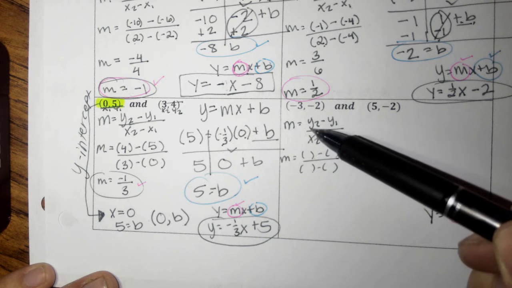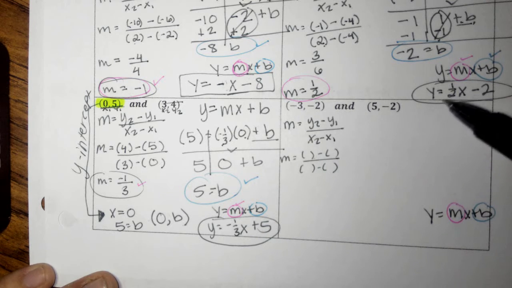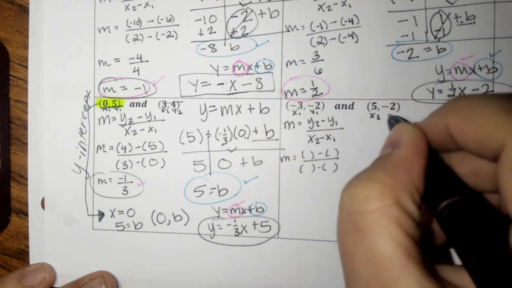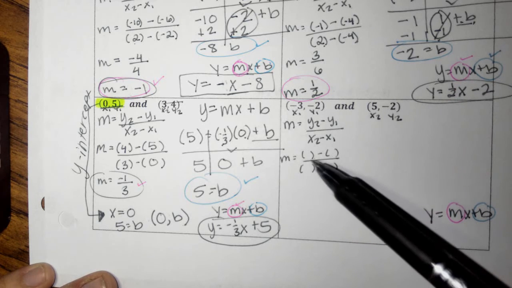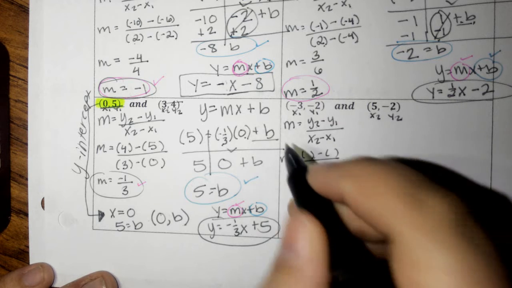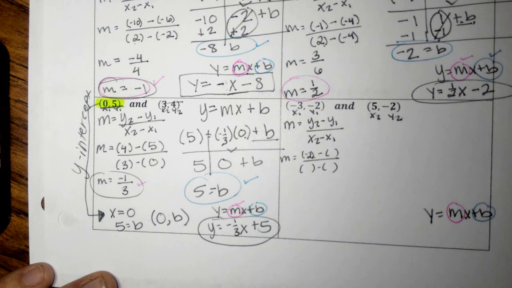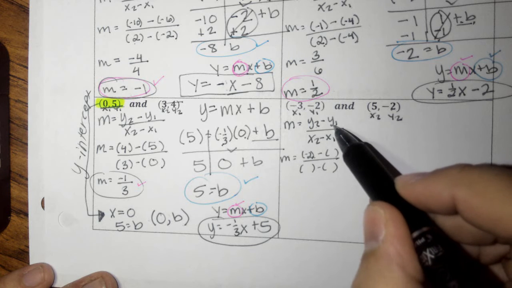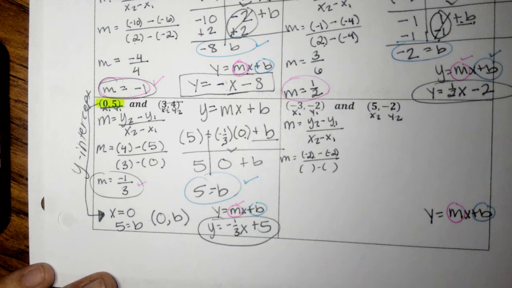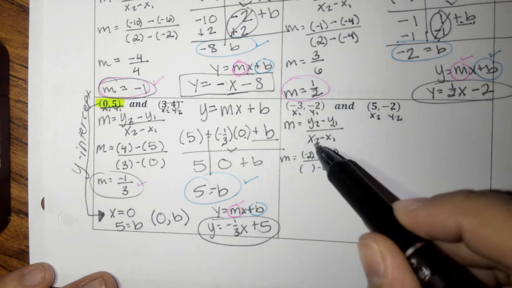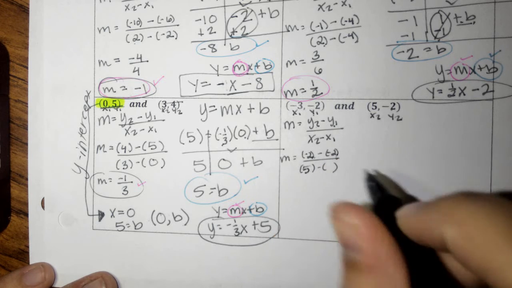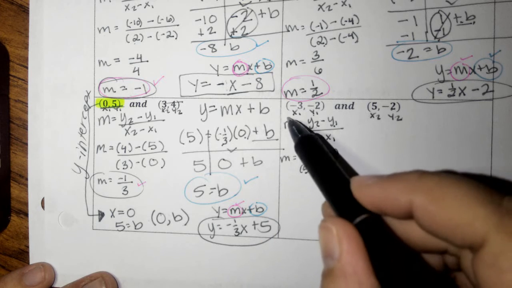This bubble is in place of y2. Oops, I forgot to label the ordered pairs. So we'll go ahead and label those x1, y1, x2, y2. Let's try that again. This bubble is in place of y2, and y2 is -2. This bubble is in place of y1, and y1 is -2. This bubble is in place of x2, and x2 is 5. This bubble is in place of x1, and x1 is -3.